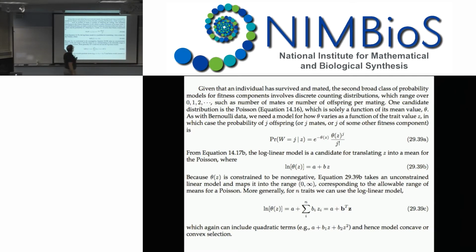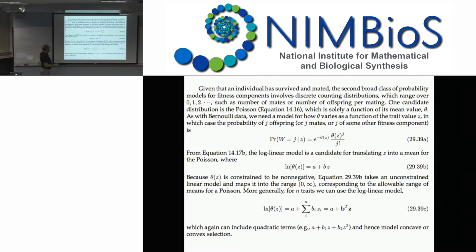The other class you can have is to realize that fitness data comes in a couple of forms, basically numbers. 0, 1: alive, dead, flowered, not flowered. Or counting: 1 mate, 2 mates, 3 mates, 17 offspring, 19 offspring, 54 offspring. That gives you a couple of different types of distributions you can use. So you can have a Bernoulli, which is basically 0, 1, alive, dead. That has a parameter p. You can estimate p with a general model. You can have a Poisson.